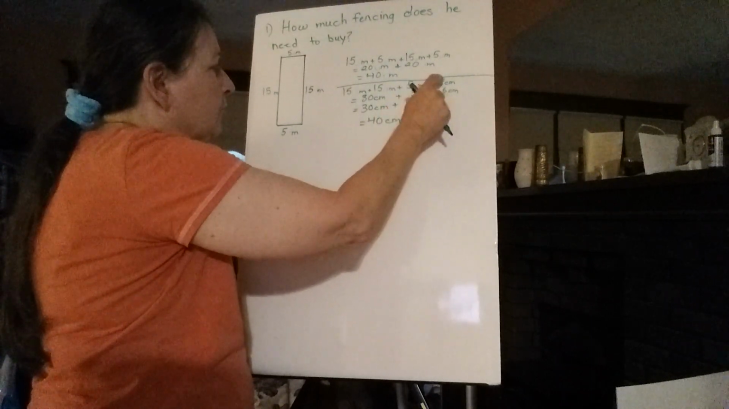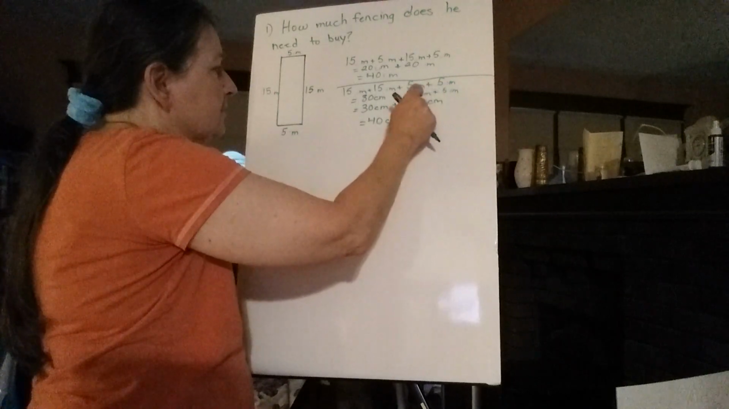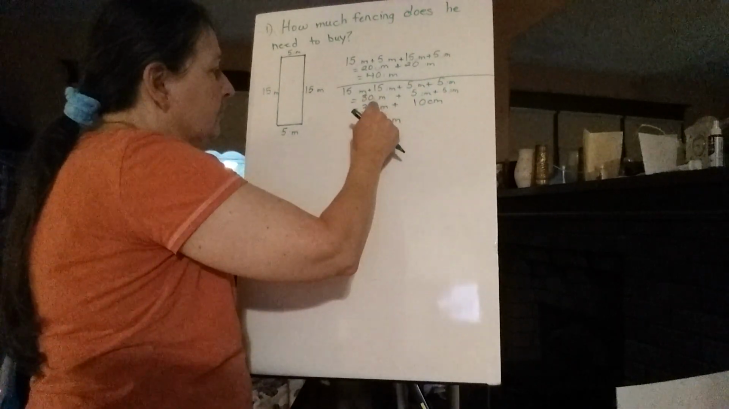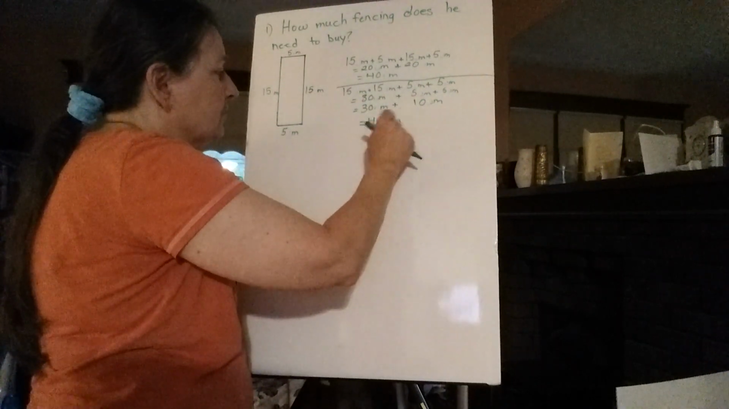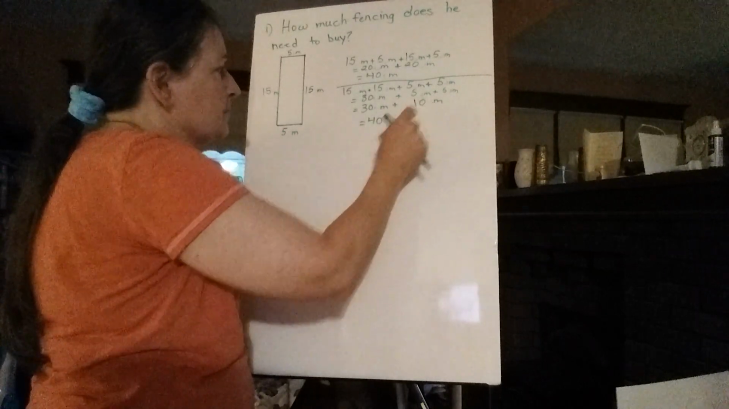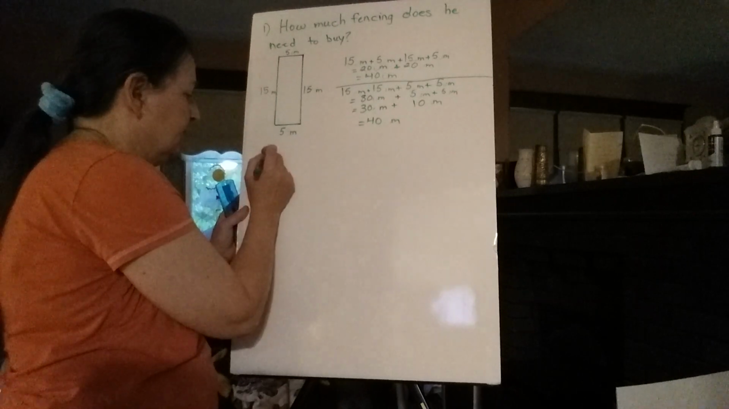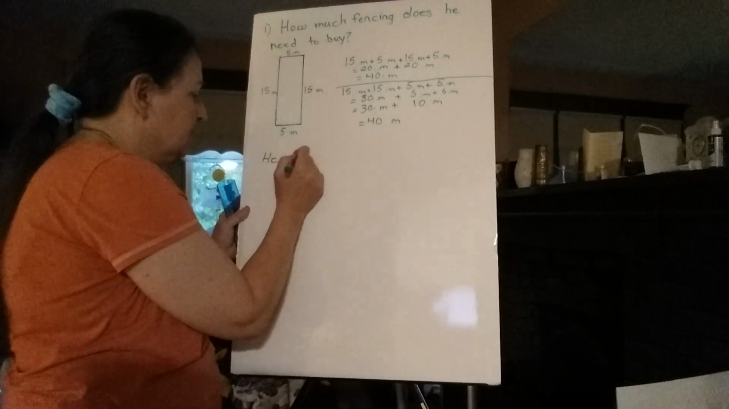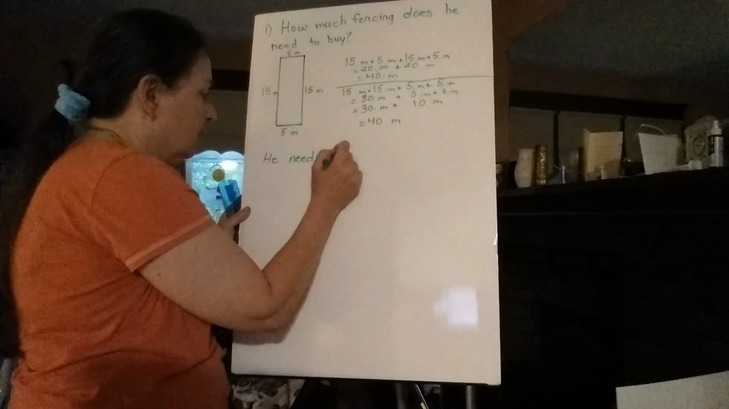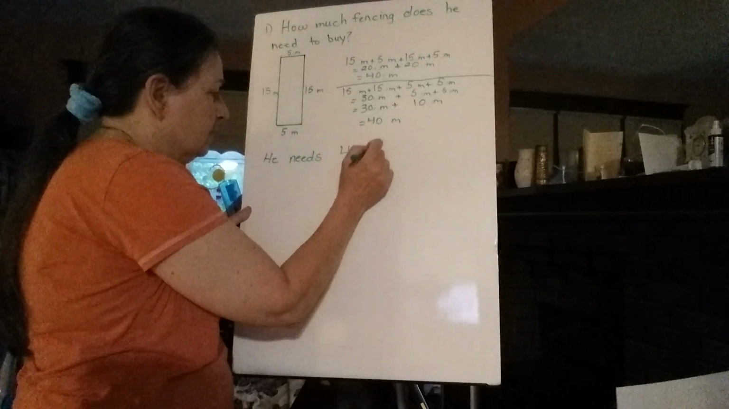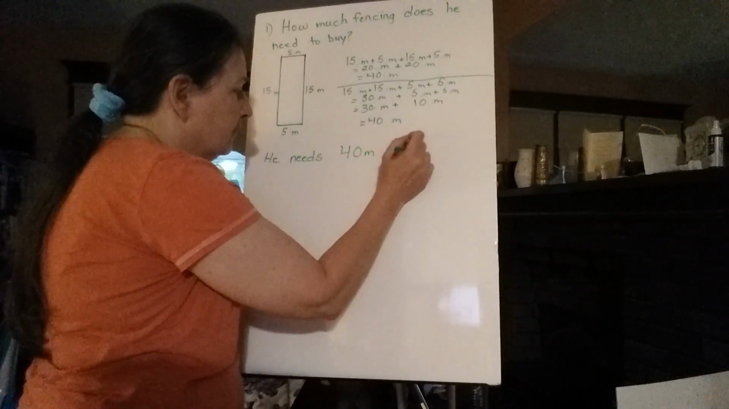And this is why we always do math in things that we can erase. Because if you make a mistake, it's nice and easy to fix it. 40 meters. He needs 40 meters of fencing.